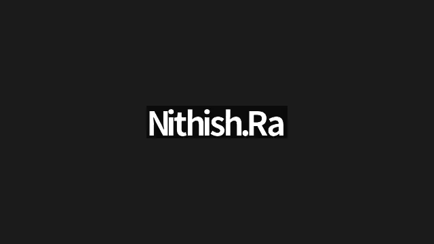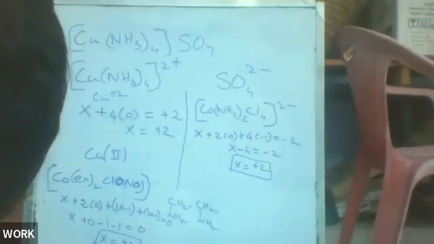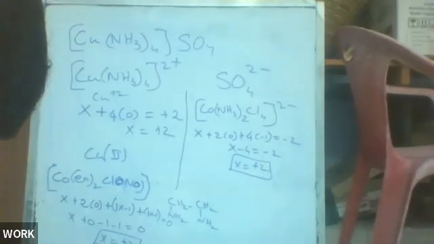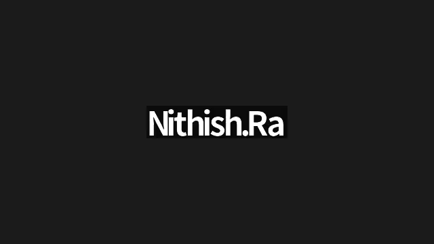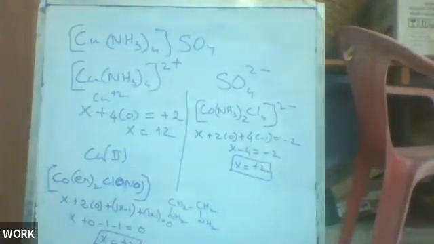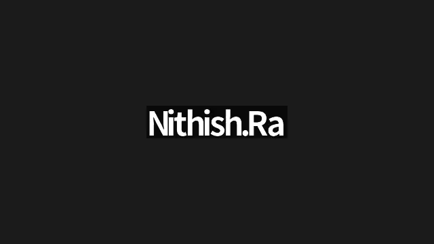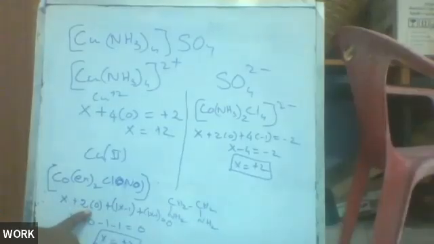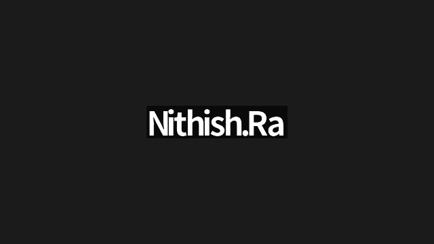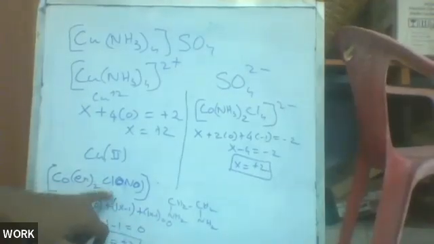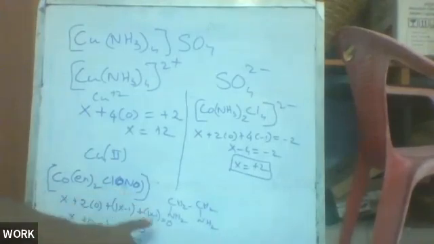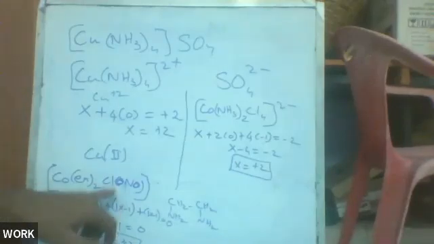Sir, in the oxidation state, after X plus 2 times 0, what you wrote? Ethylene diamine, 2 times 0. After that, 1 into minus 1, 1 into minus 1. Chlorine will give minus 1. Nitrito, ONO minus, gives minus 1. So 1 ligand into oxidation state minus 1, 1 ligand into minus 1.